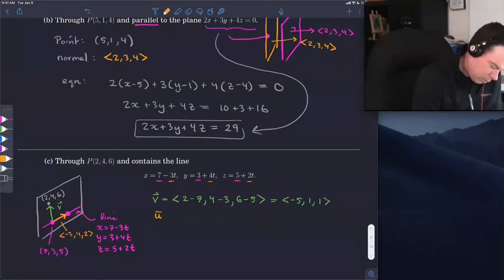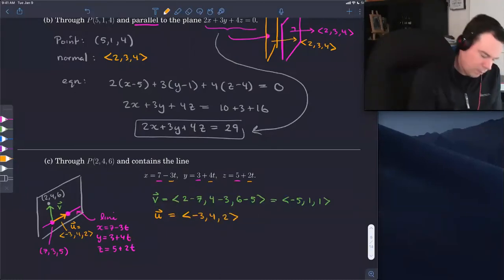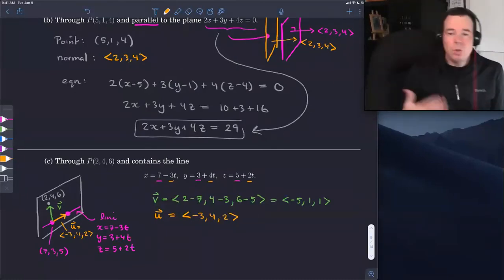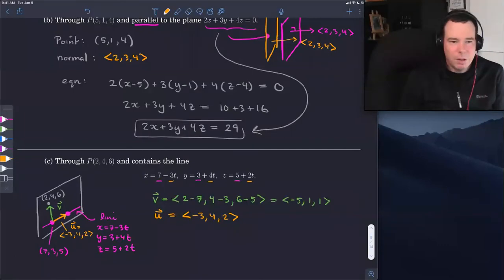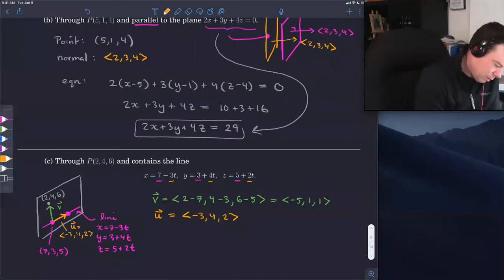Maybe I'll write down the u vector as well. So that's our u vector that is parallel to the plane. It was the one we got from the line through -3, 4, and 2. So awesome, I've got 2 vectors that are parallel to the plane. What do I do with these 2 vectors now? I'm getting a normal vector, so I'm going to take their cross product. So we're going to go ahead and take v cross u.